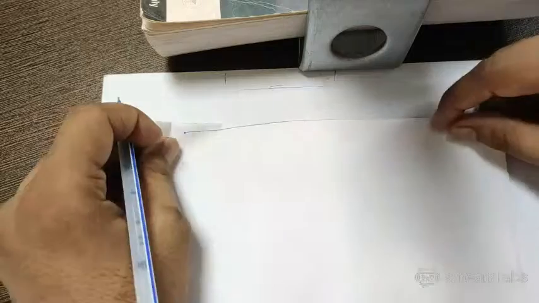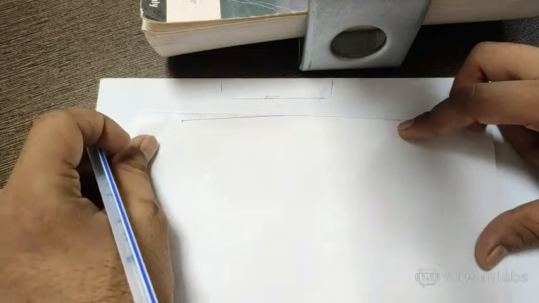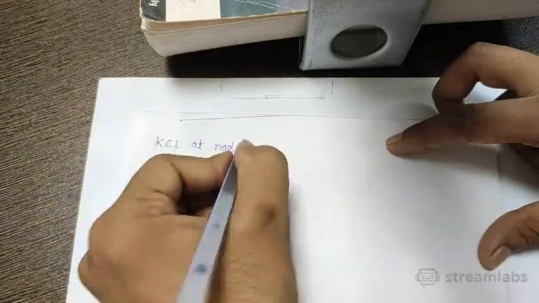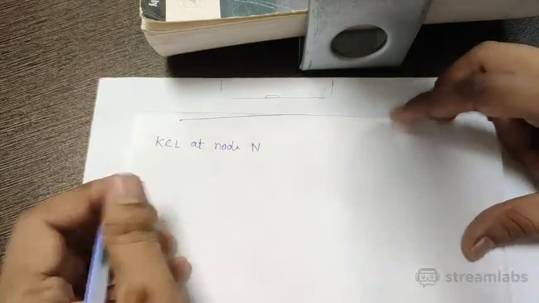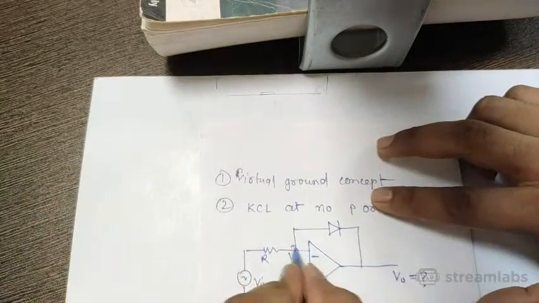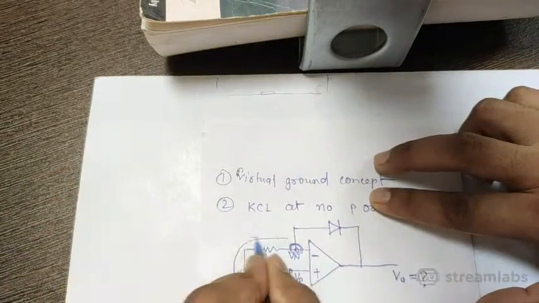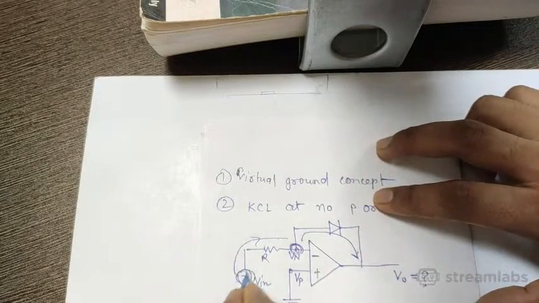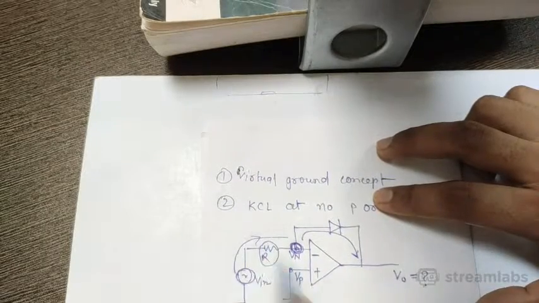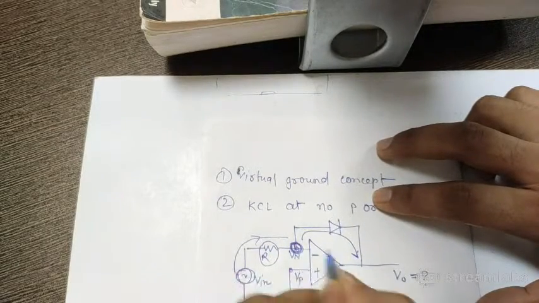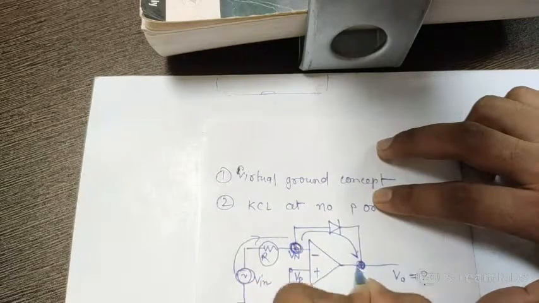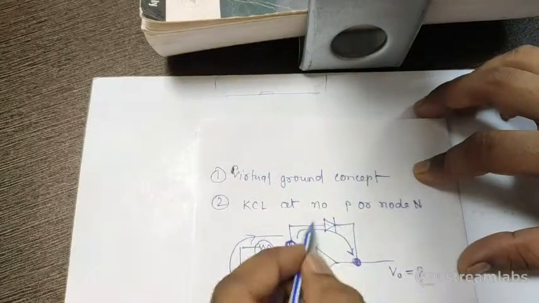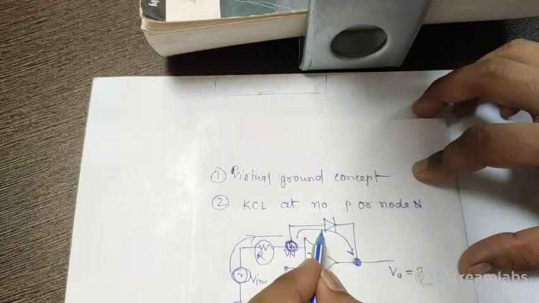Now let us apply KCL at node N. If you apply KCL at this node N, what will happen? The incoming current will be equal to the outgoing current. What is the incoming current? That is this voltage minus the voltage at this point divided by the resistance. What is the outgoing current? The voltage at this node and the output voltage divided by whatever resistance is here. But I will use the current equation of the diode to find the current inside the diode.